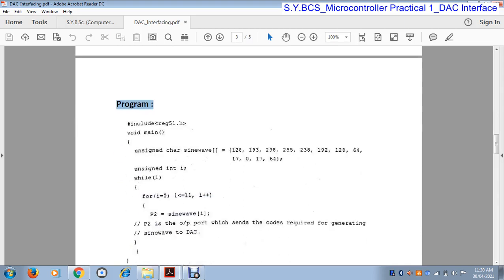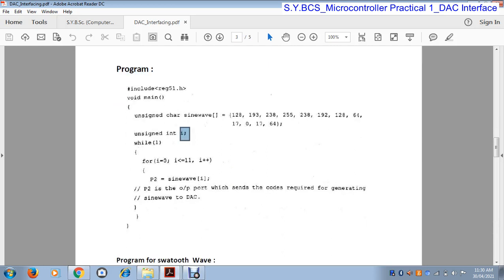Now next we give another variable which is of integer type, i. Then while(1). When we give a while(1) loop, the condition within the while loop is continuously repeated. We have to generate a continuous sine wave. Therefore here we write a while(1) loop.